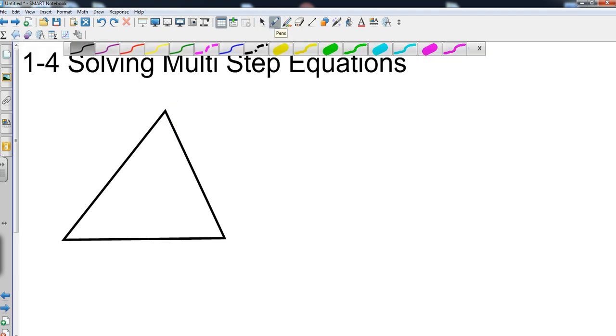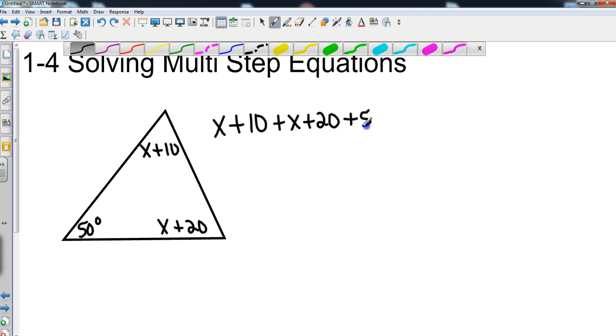And let's label these vertices as 50 degrees here. We're going to call the top vertex x plus 10, and the bottom right vertex is going to be x plus 20. So we know that all of the angles in a triangle add up to be 180 degrees. So if I took x plus 10 plus x plus 20 plus 50, all of those total together would be 180 degrees.